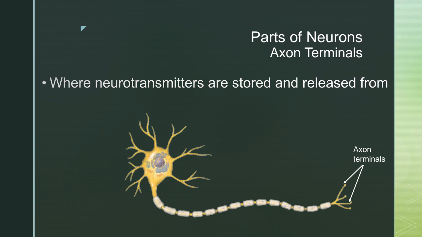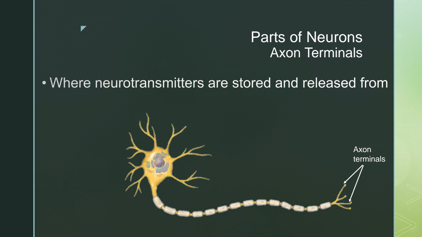Okay, so now we've got the final endpoint of our neuron, the axon terminal. So the axon terminal, this is the endpoint. This is the output zone for a neuron. Now, the axon terminal has a few different names. Sometimes they are referred to as the synaptic buttons or just simply terminals.